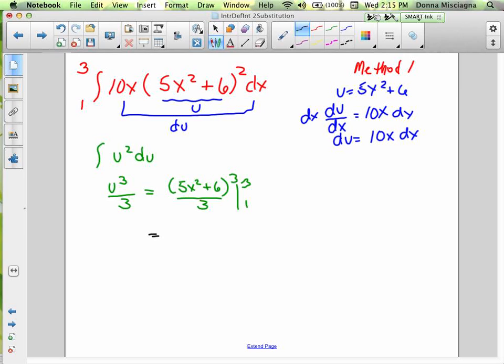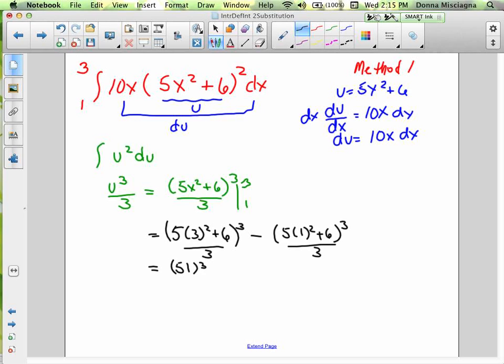So we have 5 times 3 squared plus 6, divided by 3, and the u part is cubed, not the 3. And then minus 5 times 1 squared plus 6, cubed, divided by 3. It's a good thing I have a calculator handy. That would be 5 times 3 squared, which is 45, plus 6. That's going to be 51 cubed divided by 3, minus 11 cubed divided by 3.